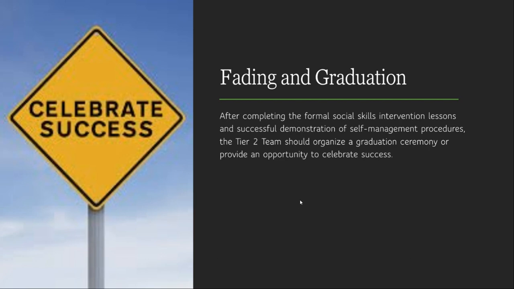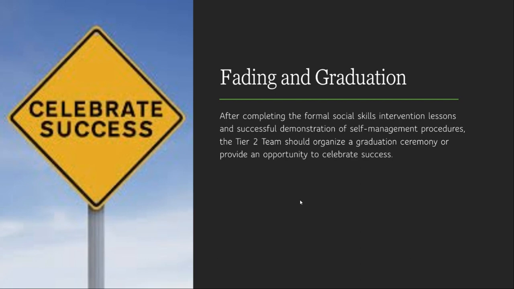So when students have consistently been showing a positive response to that intervention, the team wants to begin thinking about how that student is going to be faded from that intervention and eventually graduated from that intervention. After completing the formal social skills intervention lessons, and the students have successfully demonstrated those skills and those self-management procedures, the tier two team should organize a graduation or ceremony and provide an opportunity to celebrate that success. If you haven't had a chance to watch that data decision-making video to understand what fading and graduation mean, I highly suggest that you go back and watch that video.